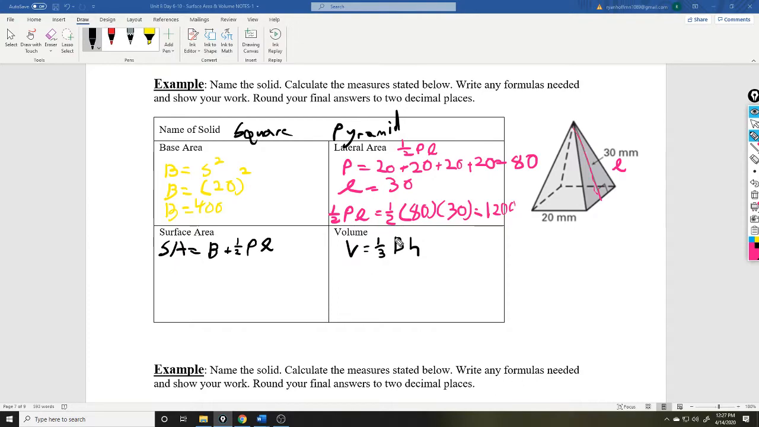So we got our area of the base. We've got our lateral area. So now for surface area, all we need to do is add those together. Area of the base, it was 400. Boom. 1/2 the perimeter of the base times the slant height. Remember, that was all done up here. It was 1,200. Boom. Right there. Add them together. Boom, boom, bam. 1,600 millimeters squared for a surface area. Units squared for surface area.